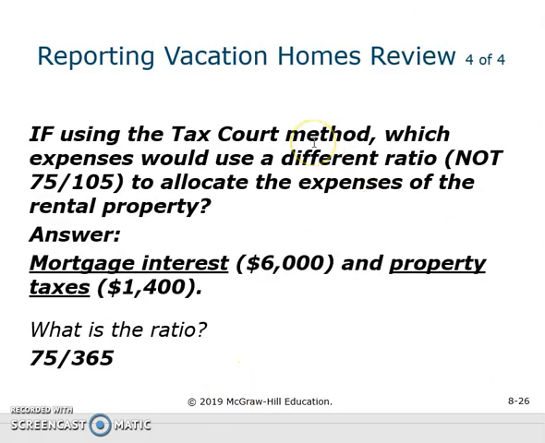If we use the tax court method, which expenses would use the different ratio to calculate the expenses of the rental property? So our mortgage interest and property taxes would use the 75, the total rental days divided by the total number of days in the year, in allocating that expense.